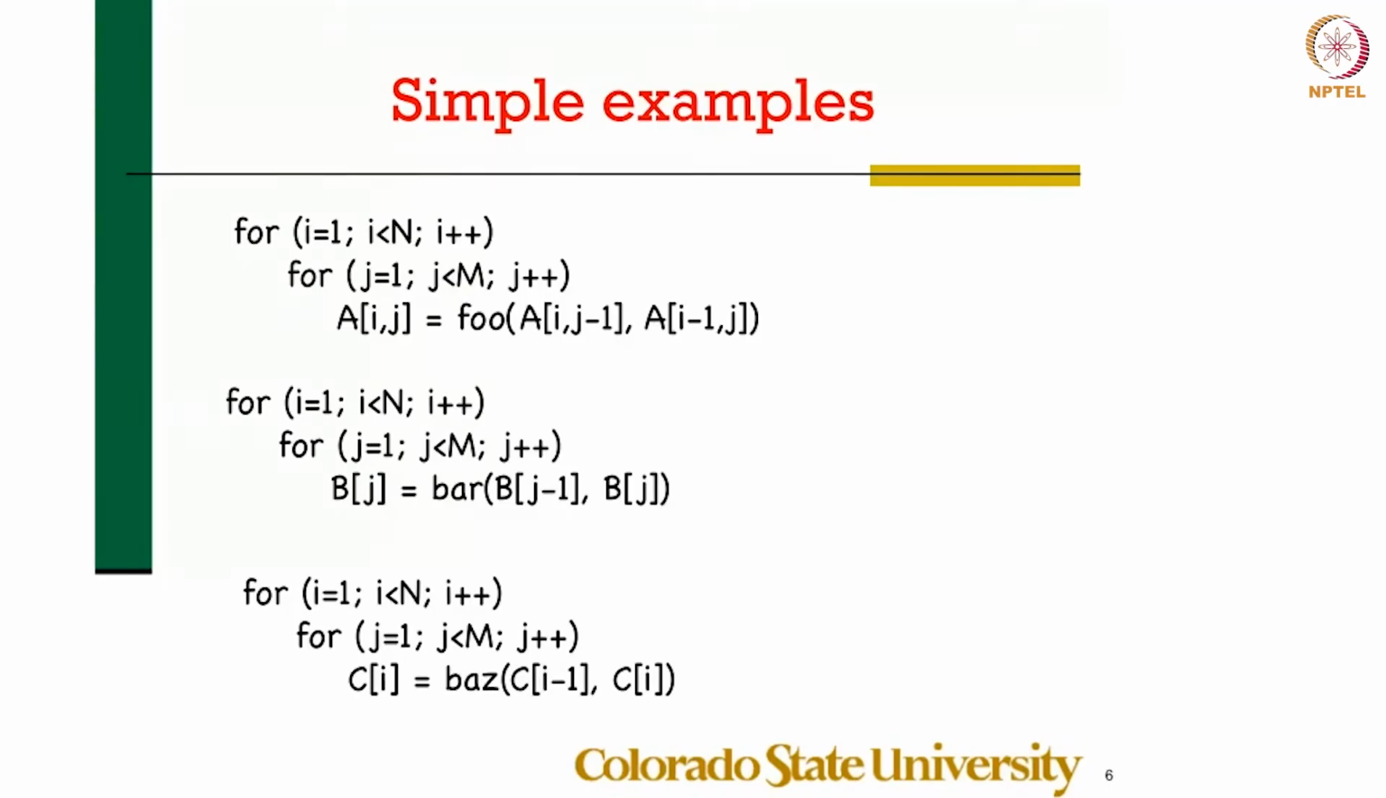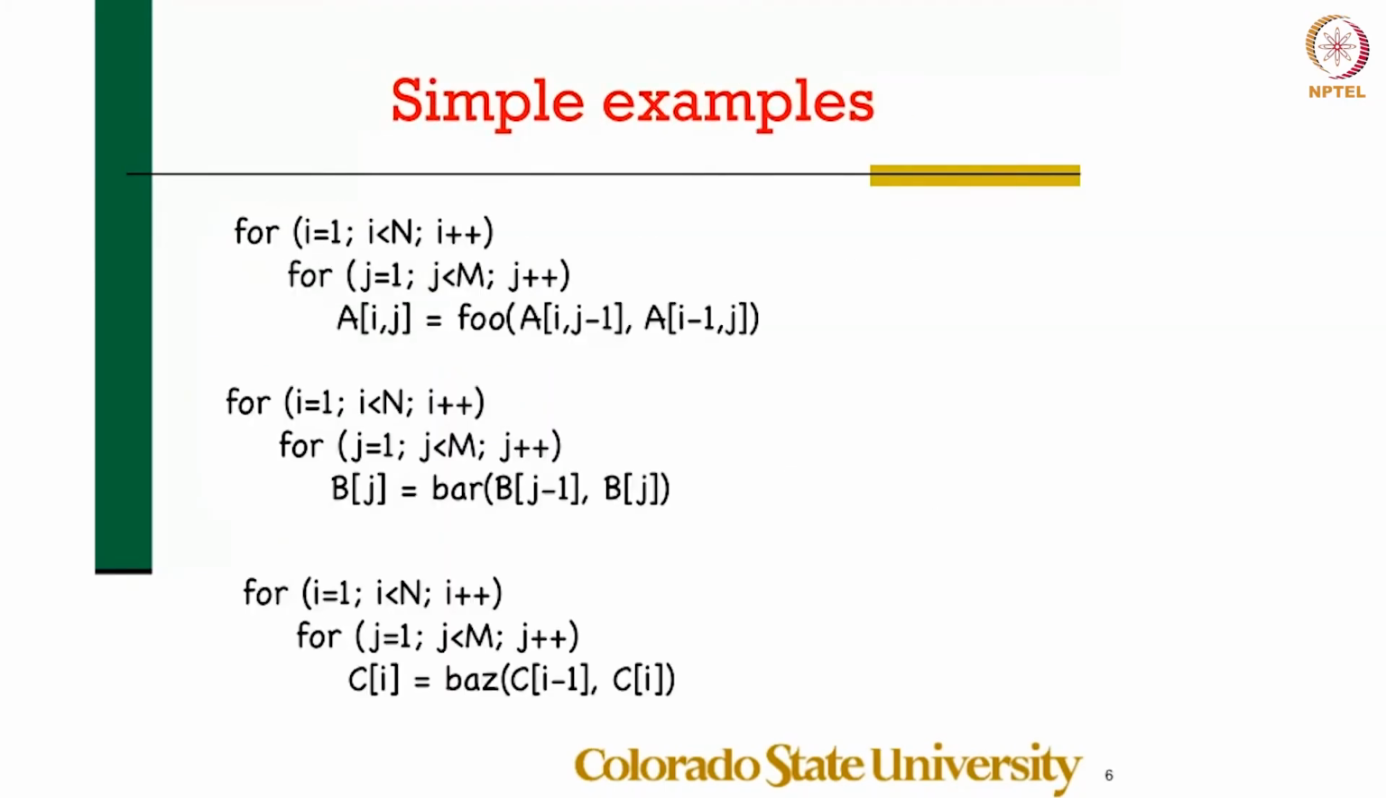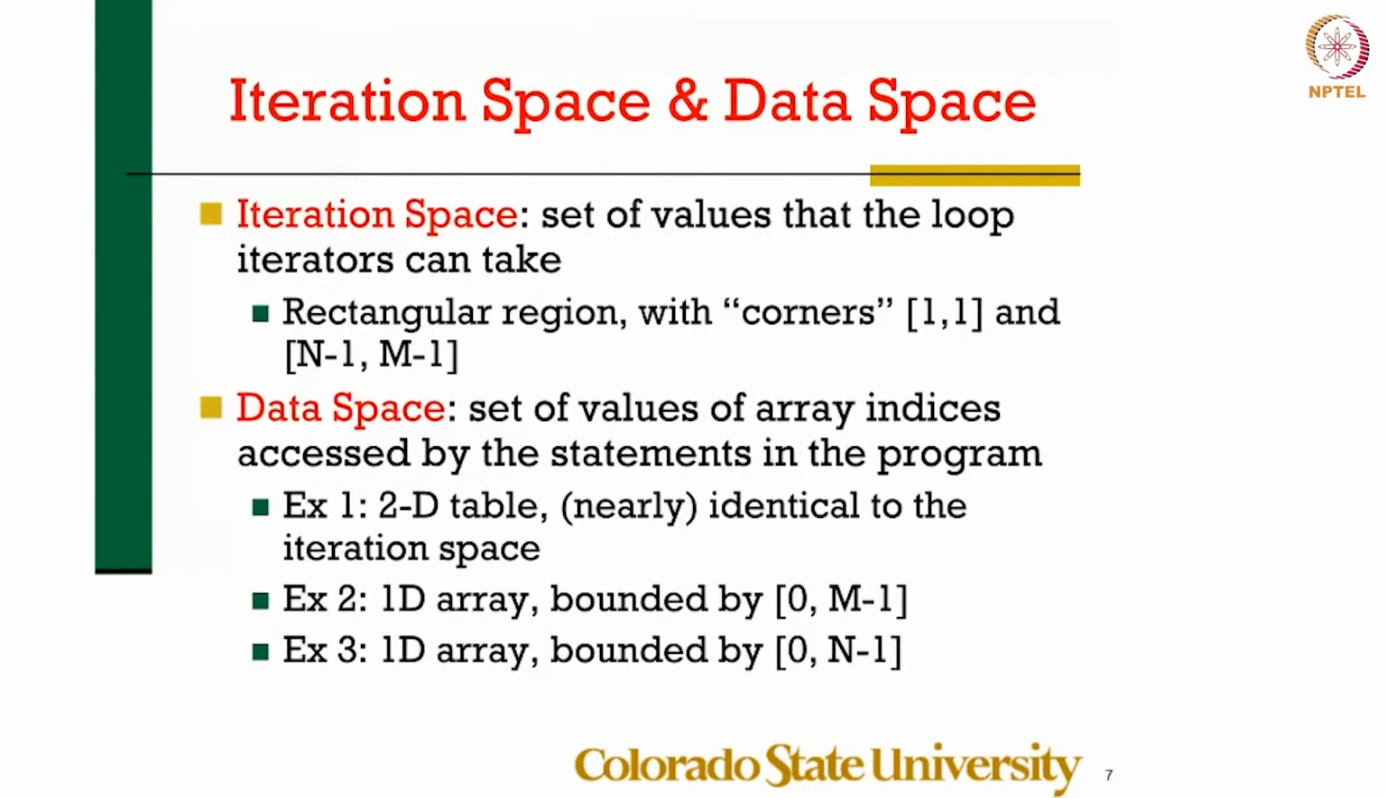All right. And when I said in the previous slide that there are many instances of statements and many elements of data, what does that mean? It means that once you have a program like this, what you have are what are called iteration spaces and data spaces. Right? This is basically identifying a set that tells you what is the set of statement instances.